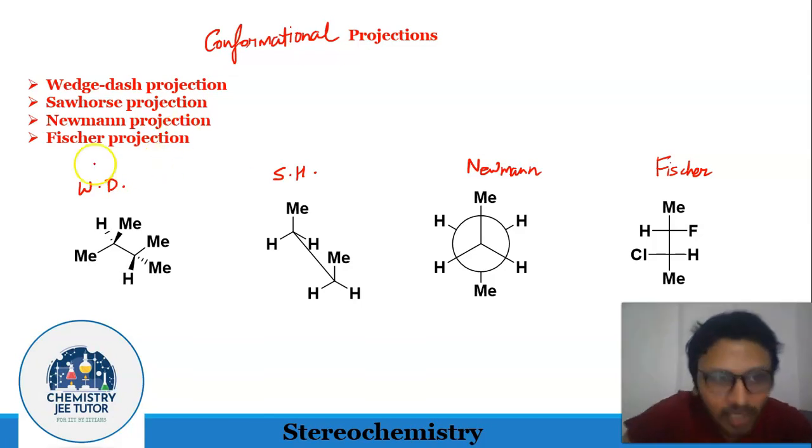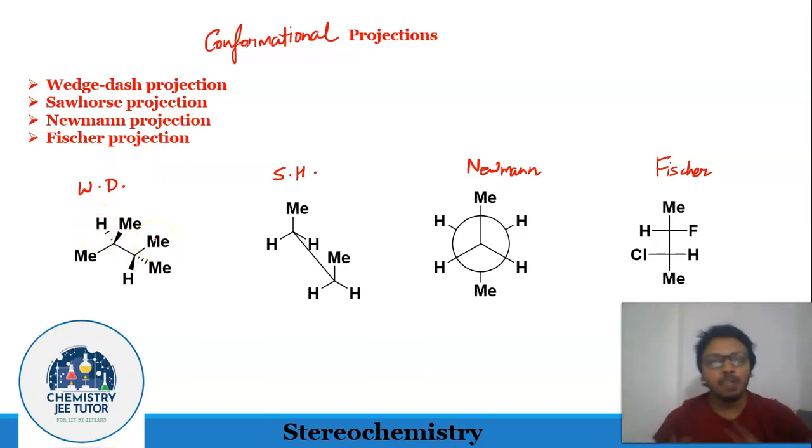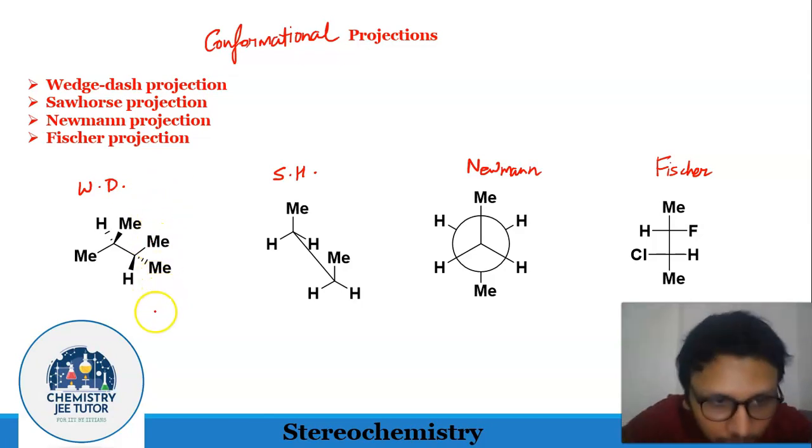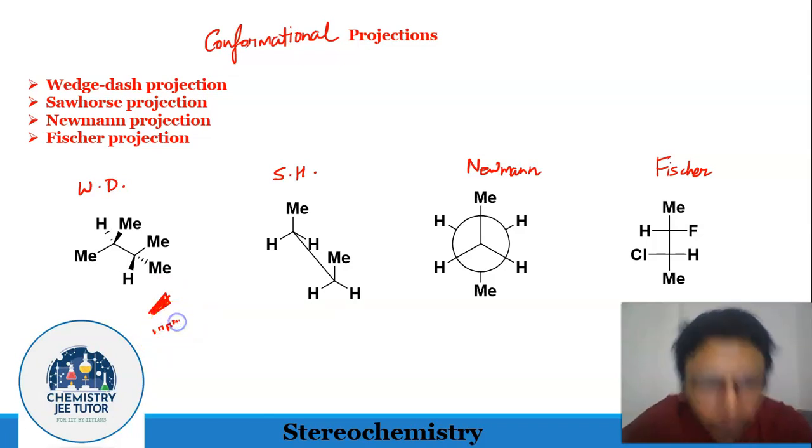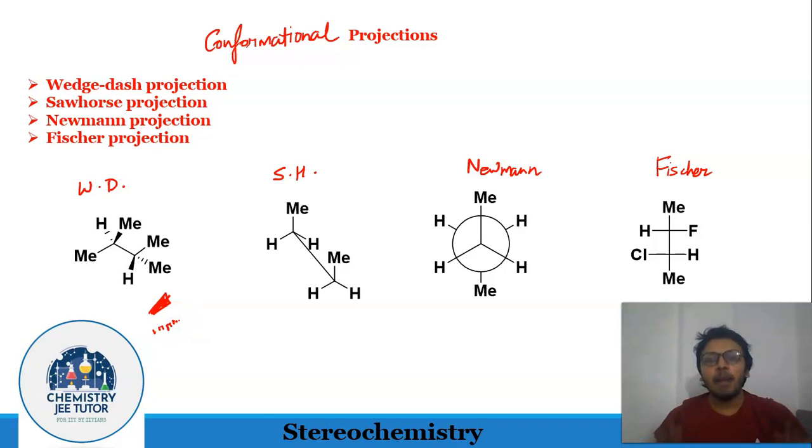First we will go to the wedge dash projection. I will not talk much about this wedge dash because, if you remember, this is a little recap. In part 1 of our Stereochemistry playlist, we talked about these bonds. Remember, this is the wedge bond, this is the dash bond. They depict above the plane and below the plane respectively.